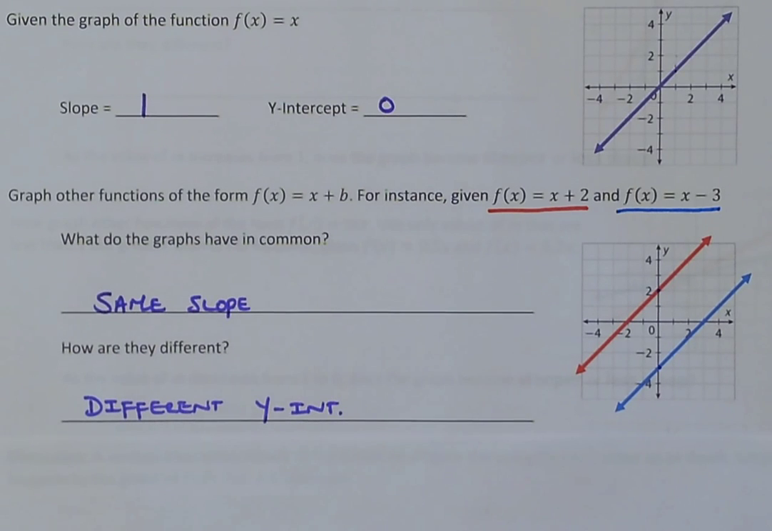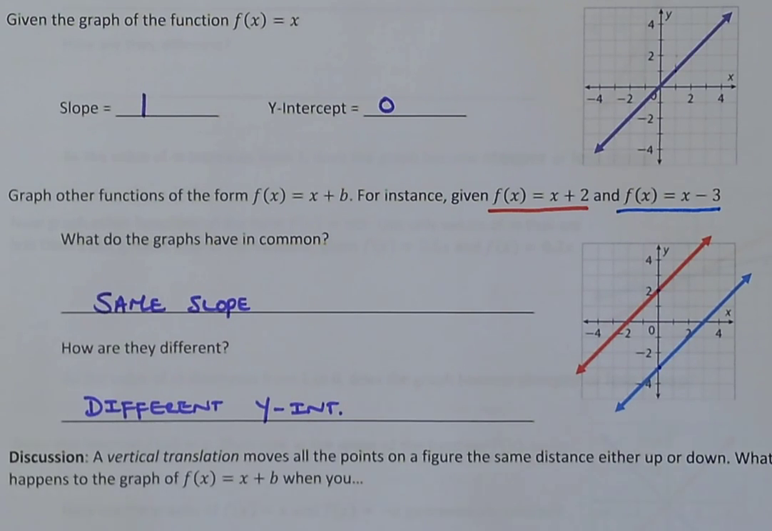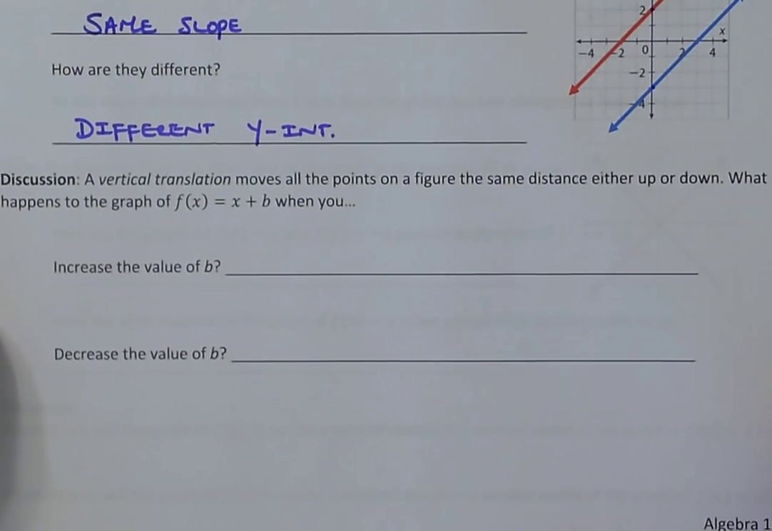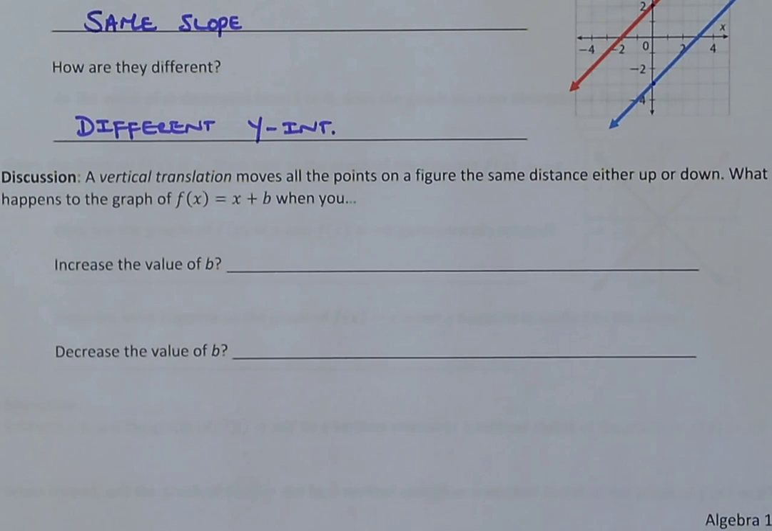So as we change that number at the end of the equation, it's going to shift the graph up or it's going to shift the graph down. Same slope, it just shifts the graph up or down based off what that number is. So that's going to lead us into our first discussion point to kind of summarize this exploration up.